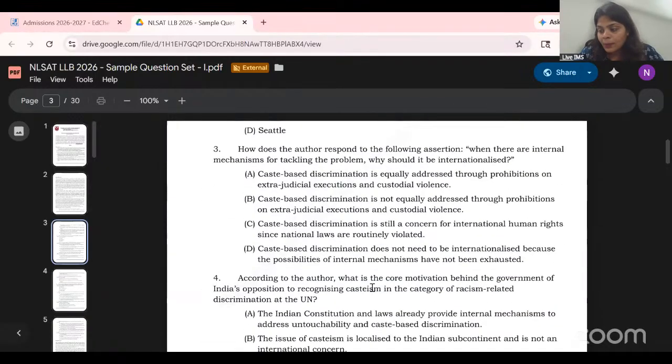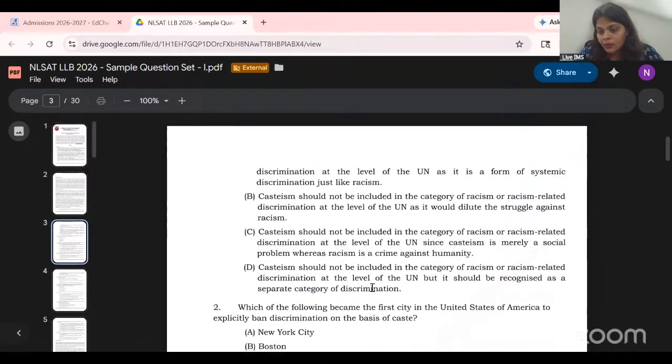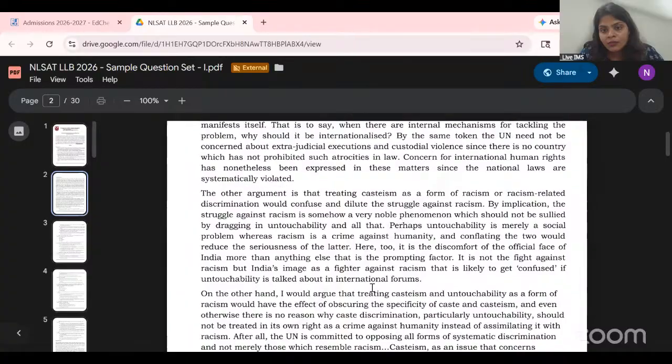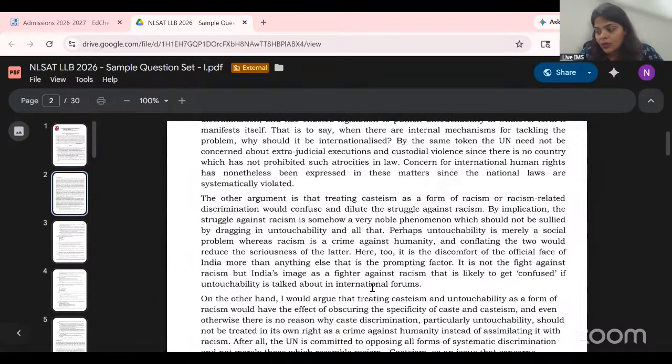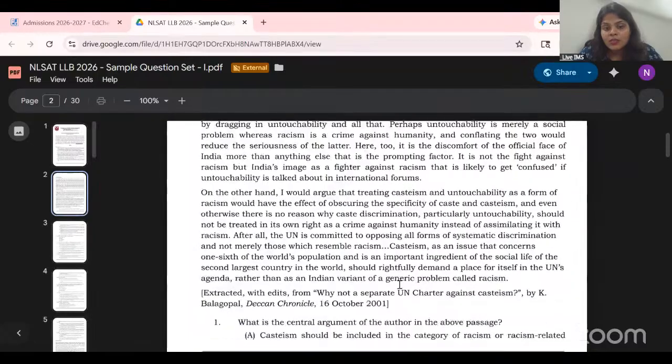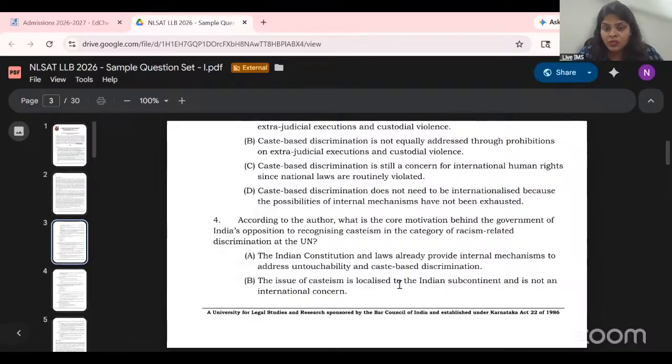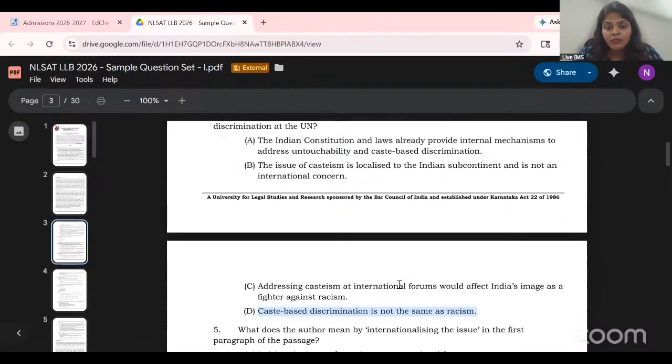So when you go back to the part of the passage which is talking about the government, you will see that India's image as a fighter against racism is likely to get confused if untouchability is talked about in international forum. So that is one of the reasons why India is opposing, and that is the reason which author has expressed here. So then we go and we mark C as our answer.